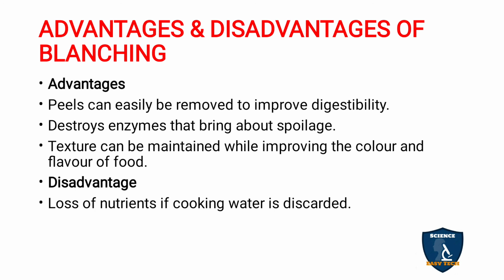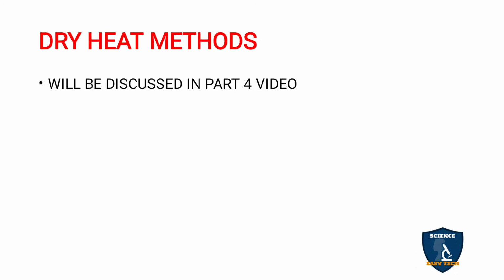So what are the advantages and disadvantages? You can peel the skin of the vegetables easily. It destroys enzymes that bring about spoiling of the food. Texture can be maintained while improving the color and flavor of the food. Disadvantages: loss of nutrients if cooking water is discarded. If you discard the cooking water, some water soluble vitamins retained in that water will be destroyed.